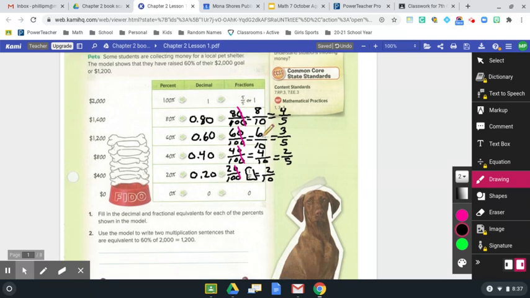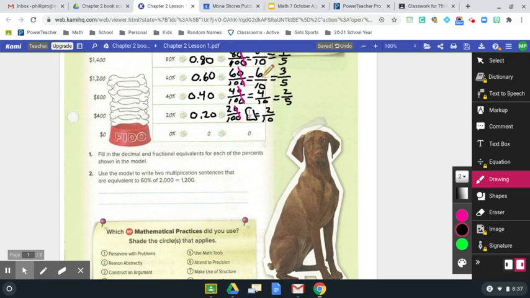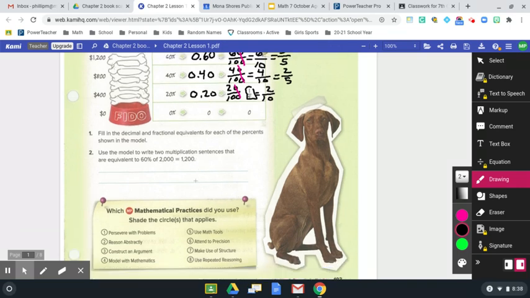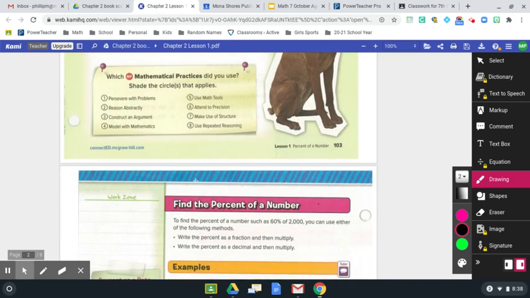So down here at number 2, it says use the model that we just did to write 2 multiplication sentences that are equivalent to 60% of 2,000 equals 1,200. So I'm going to fast forward a little bit. We're going to come back to this.